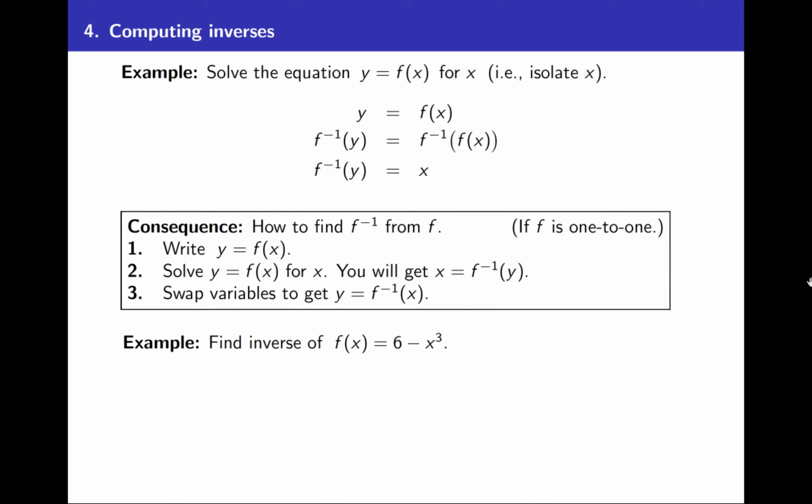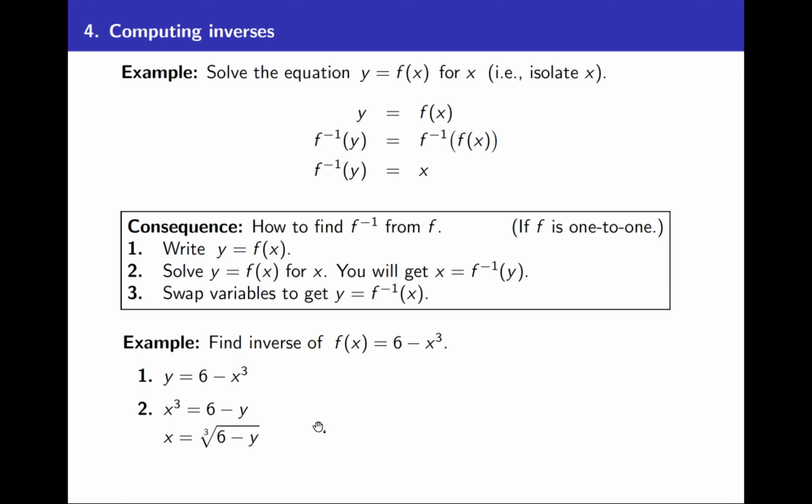So let's take a really simple example here. Find the inverse of f of x equals 6 minus x cubed. And let's carry out our steps. The first thing we do is we write y equals f of x. Y equals 6 minus x cubed. That's what f of x is. Next, we're going to solve that for x. So let's begin to isolate the x term, add an x cubed to both sides, subtract a y from both sides. We get x cubed equals 6 minus y.